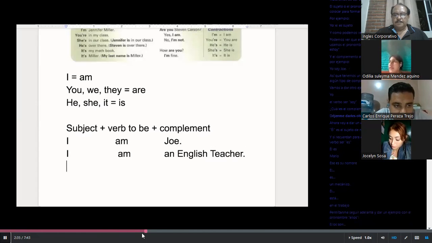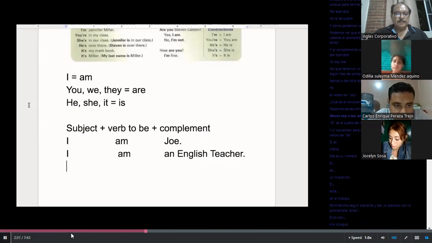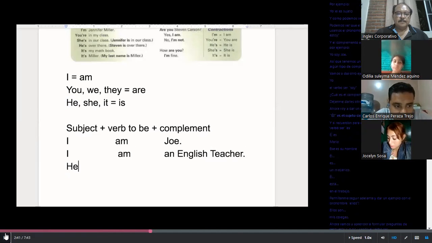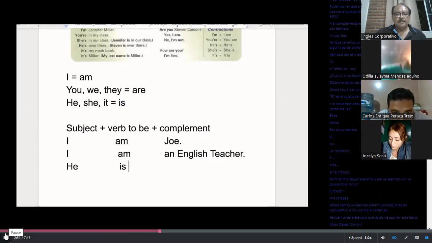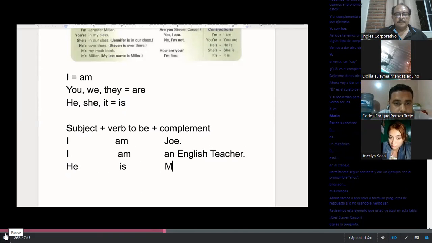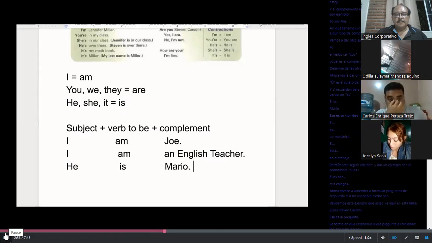Okay, let me give another example. Now I'm going to give an example with he. He is the subject of our sentence. If you remember, for that, we're going to use the verb to be is. He is. And we're going to say Mario. That's his name.